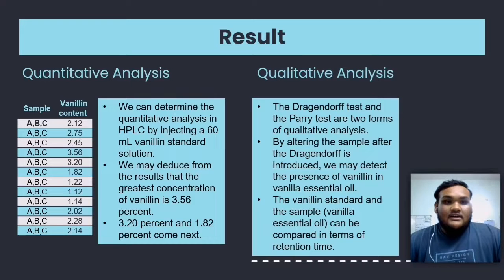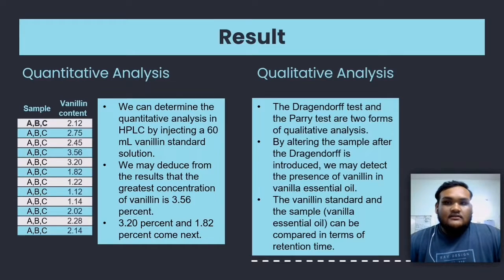For the high performance liquid chromatography, I want to talk about the analysis. The results we get, first, quantitative analysis. We can determine the quantitative analysis in HPLC by injecting a 60 microgram per milliliter vanillin standard solution. We may deduce from the result that the greatest concentration of vanillin is 3.56%, while 3.20% and 1.82% come next.